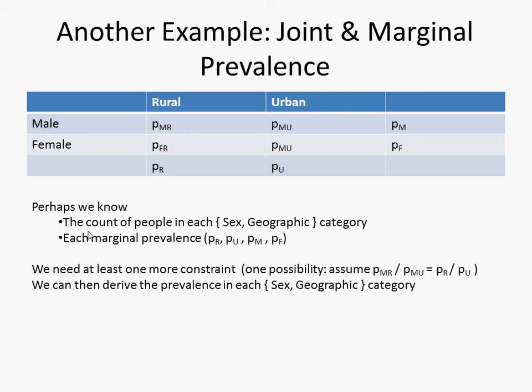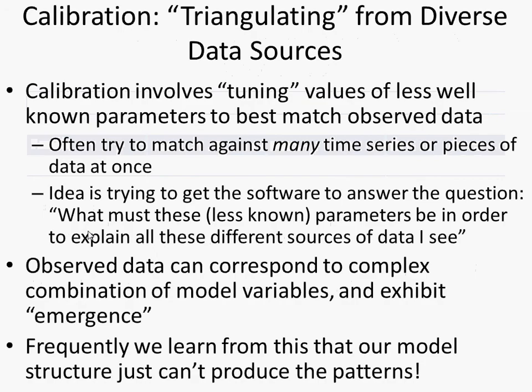We might need to, for example, assume, this is similar to what you were saying, suppose we said, we're going to assume the ratio of prevalence between rural and urban among males is the same as that corresponding ratio for the whole population in prevalence. Now, if we make that assumption, we could then solve for what these might be in an algebraic way. But we've imposed this extra assumption, and it carries baggage, it carries uncertainty with it.